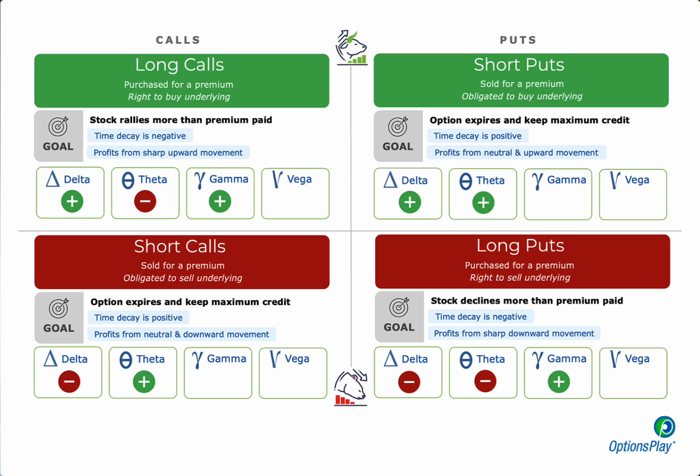On the other hand, short options, regardless if they are a call or a put, have a negative gamma because that sharp directional movement is risk. These strategies, even though they have a directional bias to the bull side or the bear side, they still can profit in a neutral environment. Therefore, sharp directional movement equates to risk.